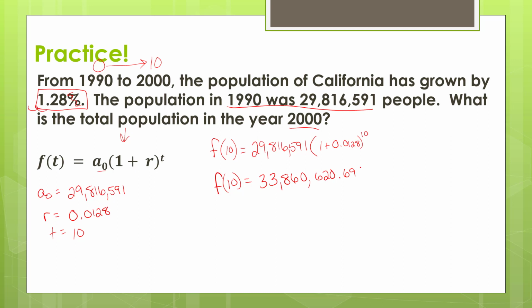Now, obviously, we can't have 0.69 as a person, so I would probably recommend what is the total population in 2020 or 2000. In 2000, the population, let's see, is approximately 33,860,620. Just go ahead and truncate your answer and get rid of that decimal because we can't have 0.69 of a person.